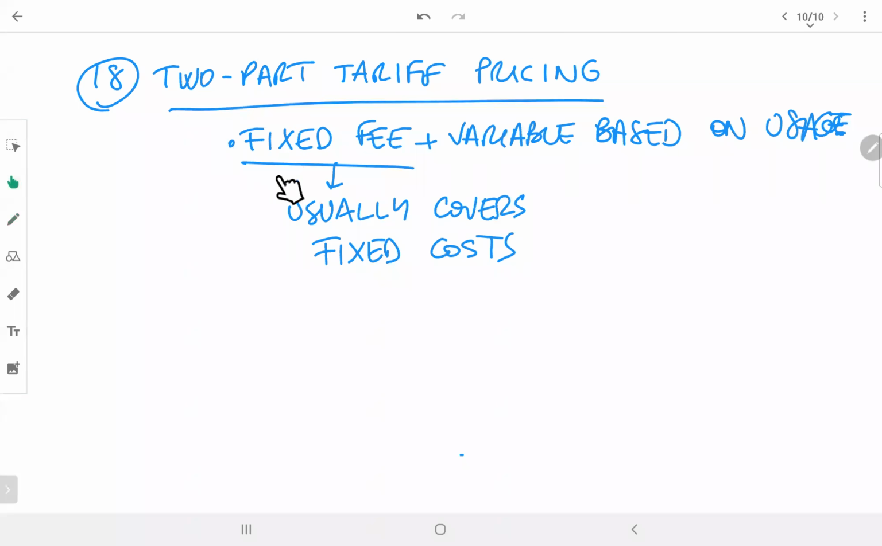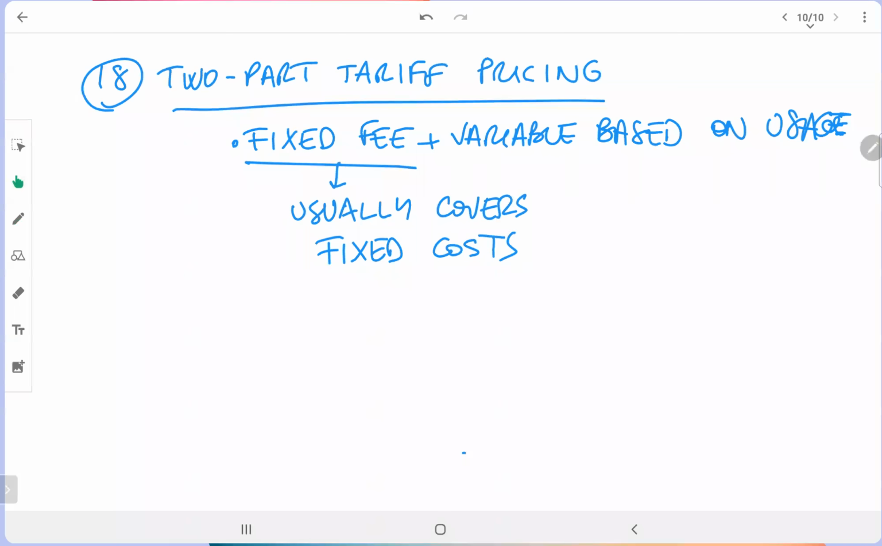We have a fixed fee that covers fixed cost, and then you have a variable based on usage. Another example, Costco, right? You have a membership fee, and the more you buy, obviously, the more you're gonna spend. Or a bar. When you get into a bar and there's a cover, right? Those premium pricing we're saying, you're gonna pay $20 to get in. That's the fixed fee. And then the more you drink, obviously, the more you're gonna spend.